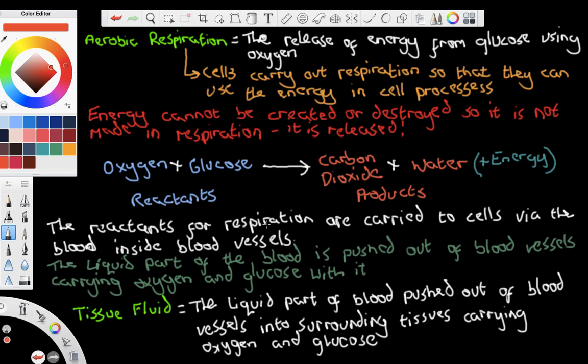The reactants for respiration are carried to cells via the blood inside the blood vessels. The liquid part of the blood is pushed out of blood vessels, carrying oxygen and glucose with it.